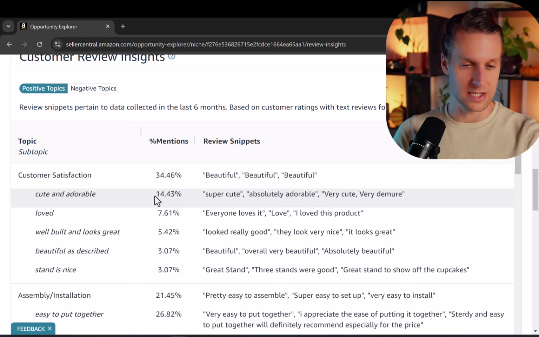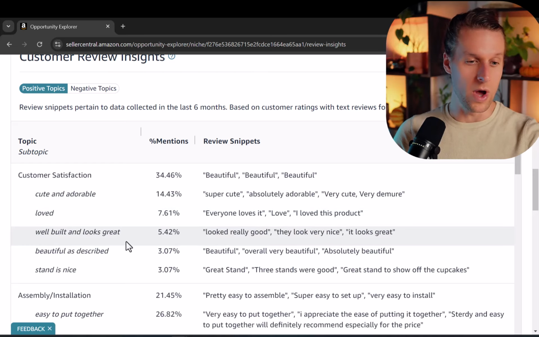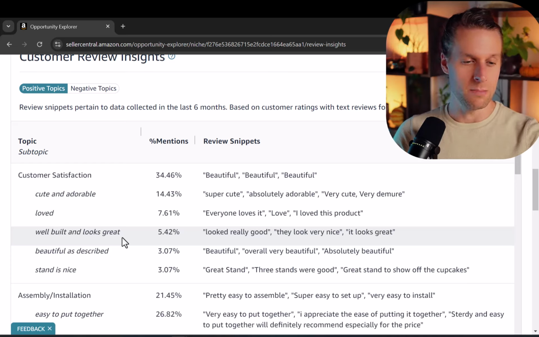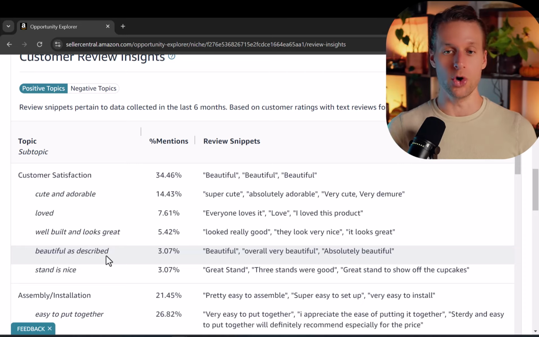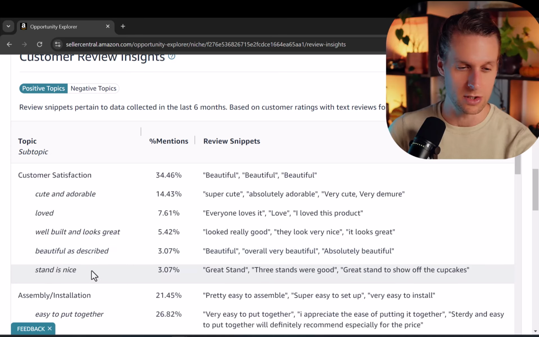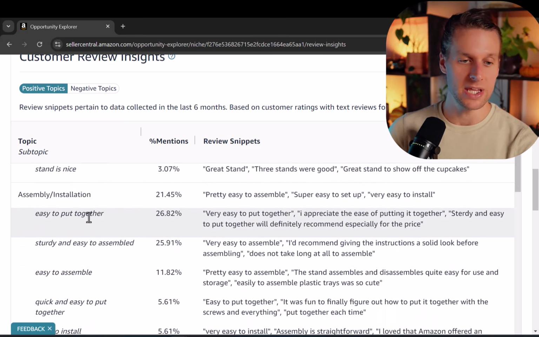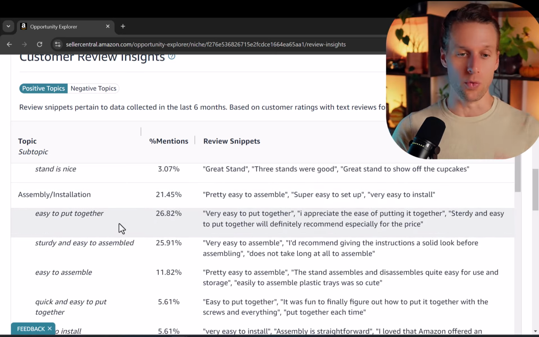So loved, that's kind of just too broad to be really useful. Well built and looks great. Okay, so one that's actually really high quality construction, for example. Beautiful as described. Okay, so people don't want to be hoodwinked. That's pretty much everyone on Amazon. Stand is nice. Okay, that's not super valuable. Here's some valuable stuff. Assembly and installation. So easy to put together. This is something that people really care about.